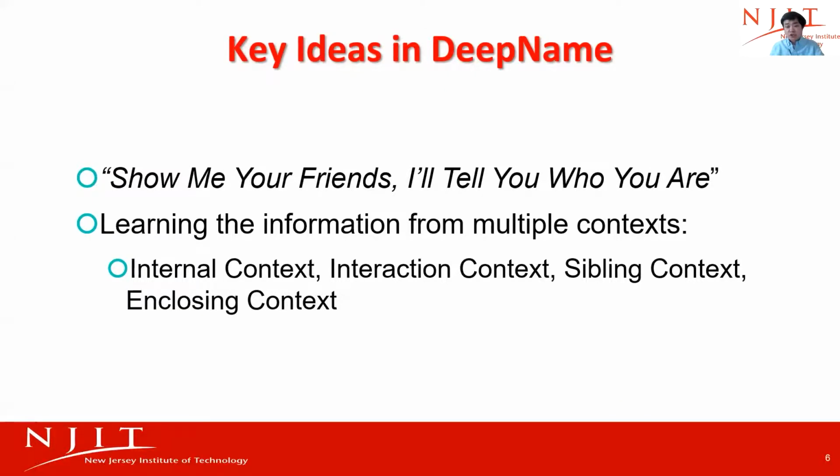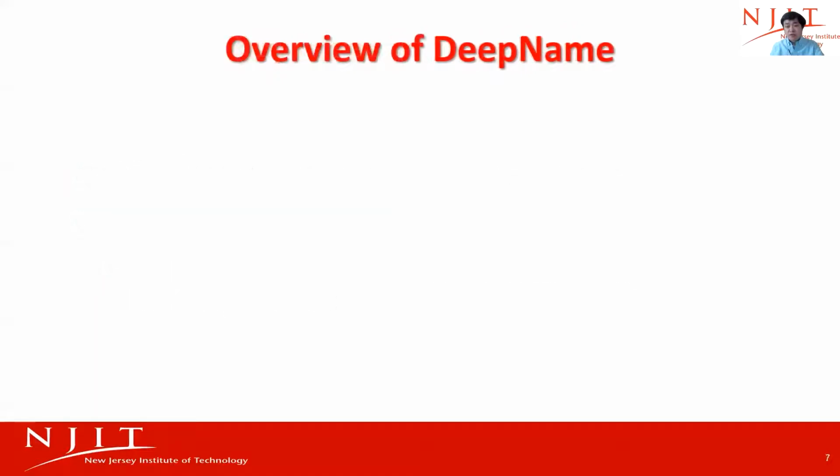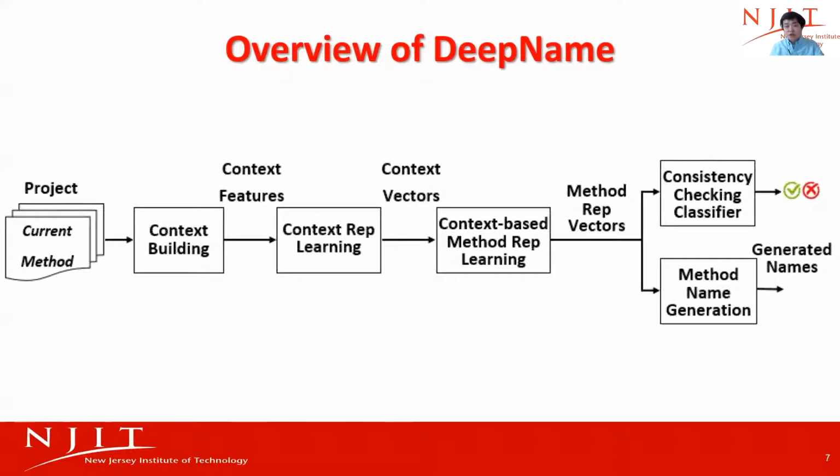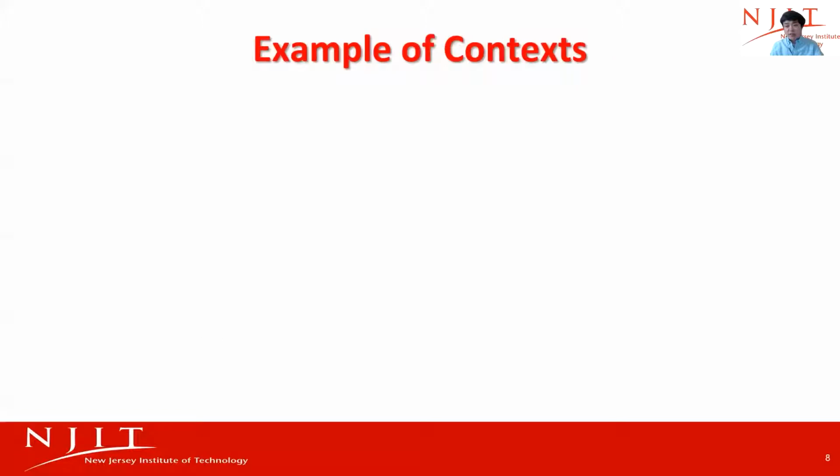With the key ideas shown in this slide, we come up with the overview of our approach. Here is the whole process of our DEEPNAME approach. Given the methods from a project, we first build the context, and then we use embedding techniques to learn the representation vectors for this context. Combining these two steps, we call it context representation. In context representation, the most important thing is the four types of context that we predefine.